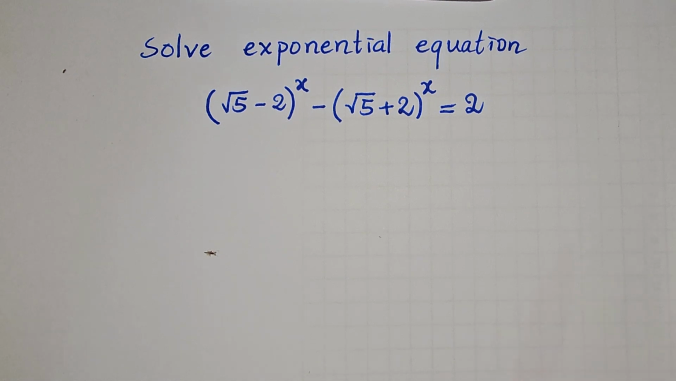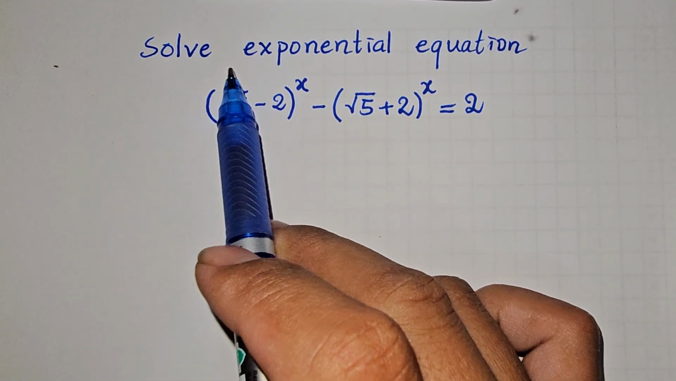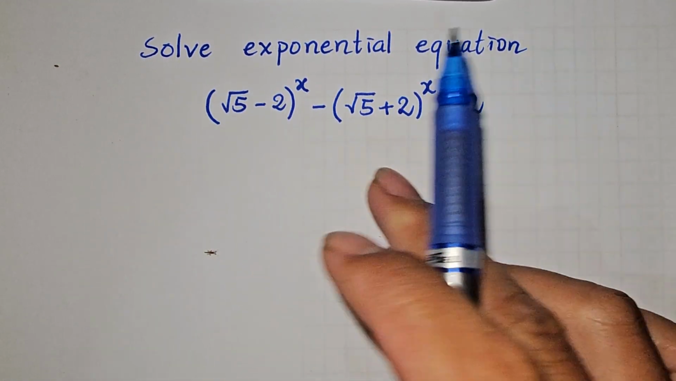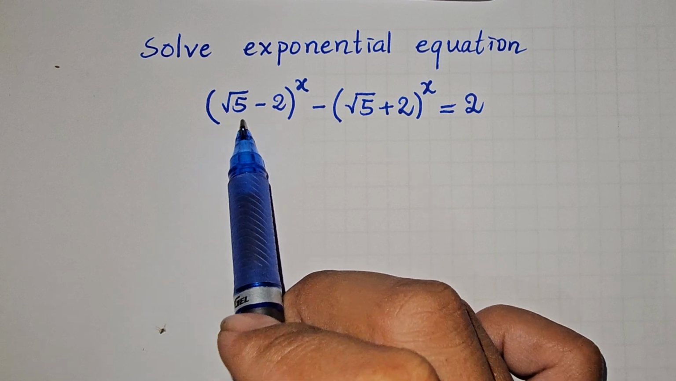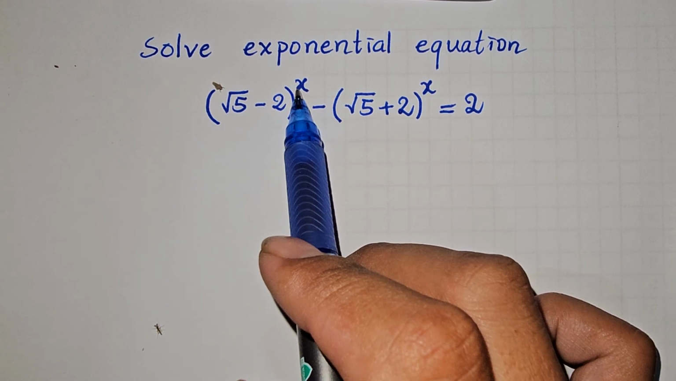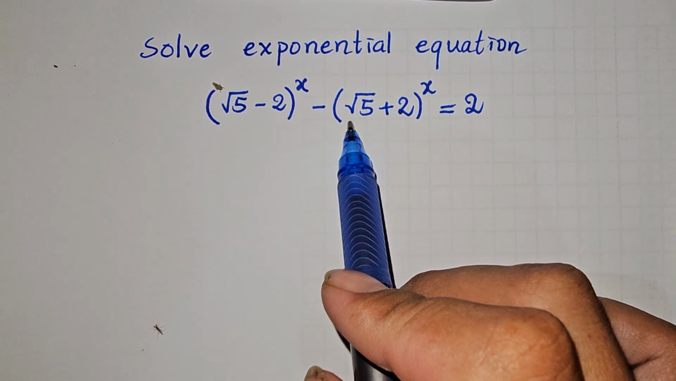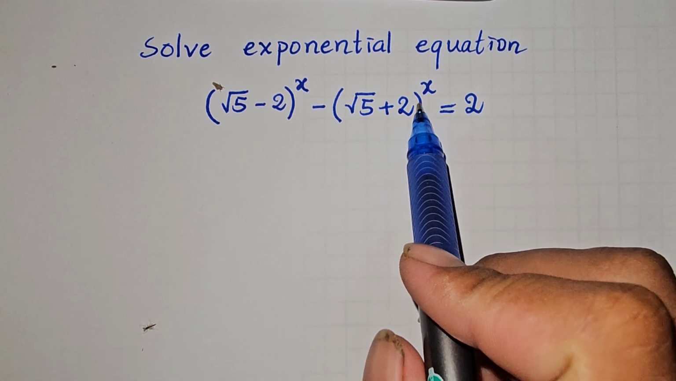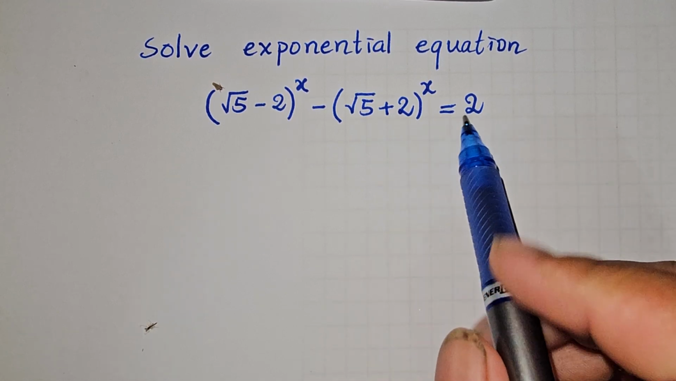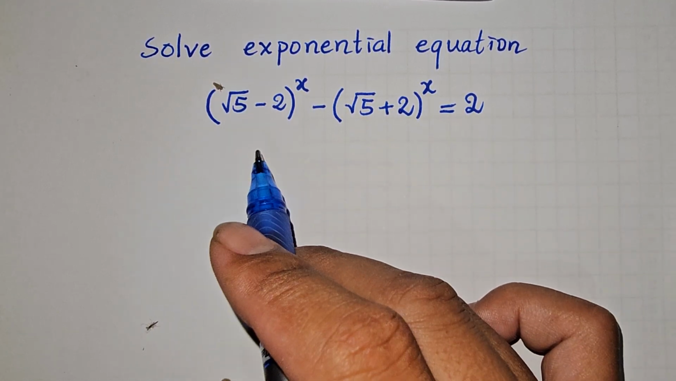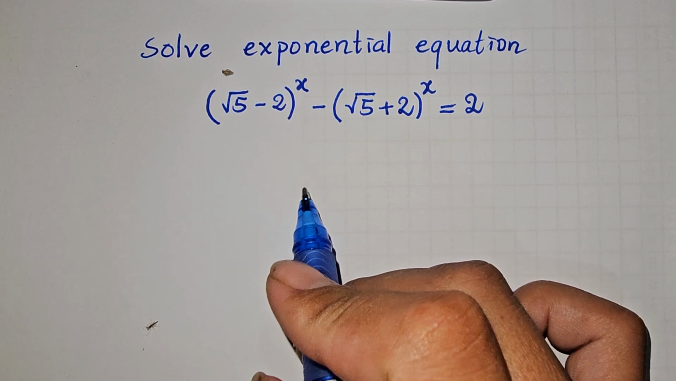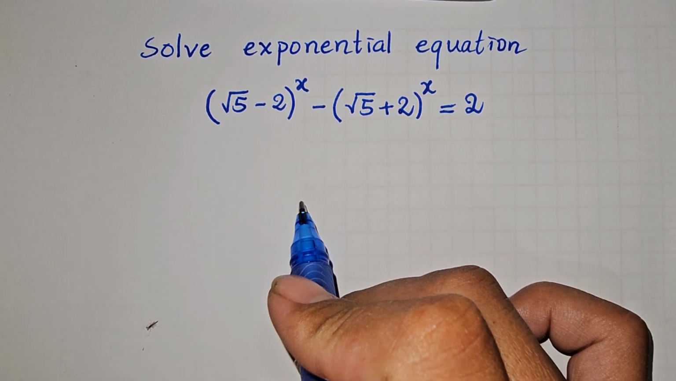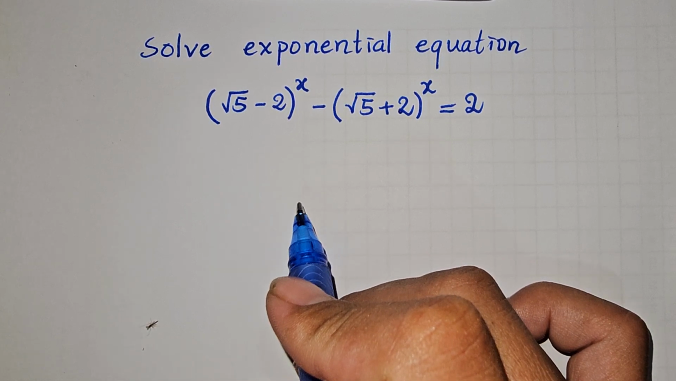In this video, we are showing you how to solve the exponential equation: (square root 5 minus 2) to the power h minus (square root 5 plus 2) to the power h equals 2. Do you know how to solve this? If you know, please do it. When you have done it, please come back to watch my video from the beginning to the end to verify your solution.